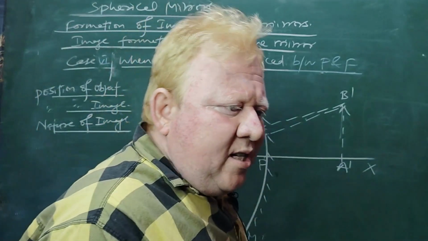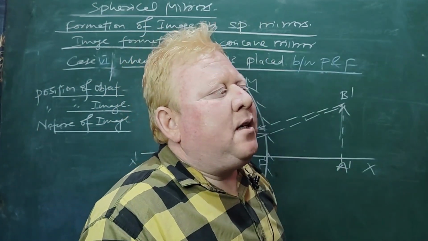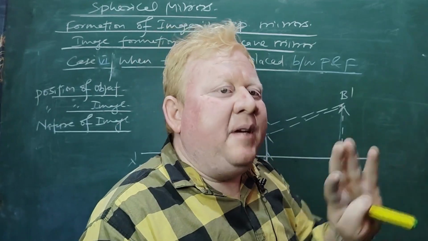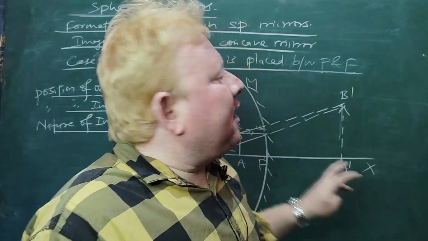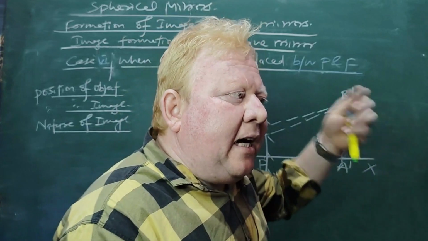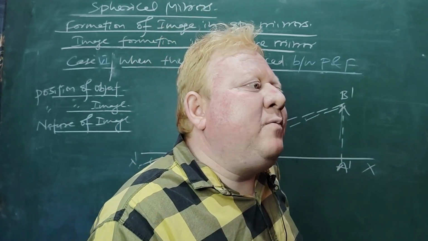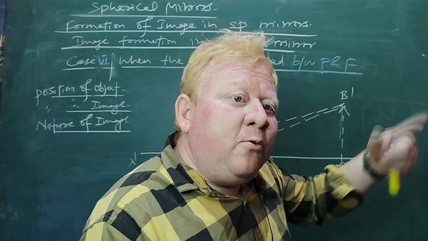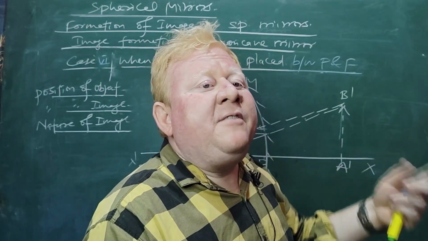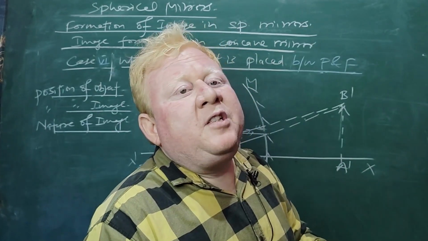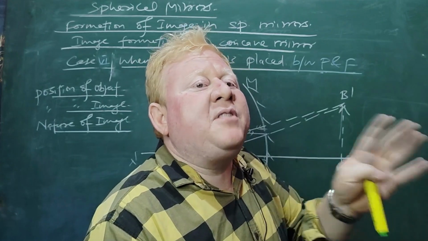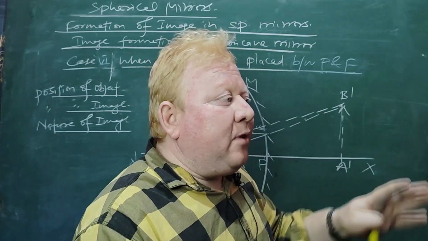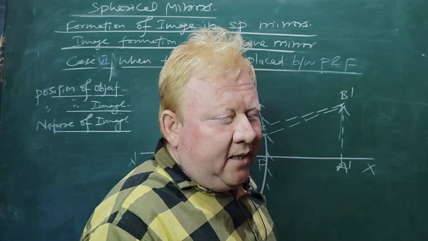If the question comes, name a mirror which always forms a virtual and magnified image, then you must say concave mirror. And when they ask, name a mirror which always forms a virtual, erect and diminished image, then you go for convex. And if they ask, name a mirror which always forms a virtual image of the same size, then it is a plane mirror. And this is how you can distinguish the mirrors.